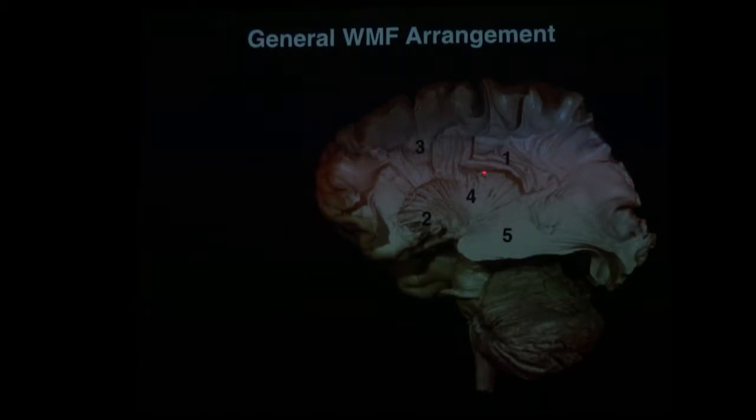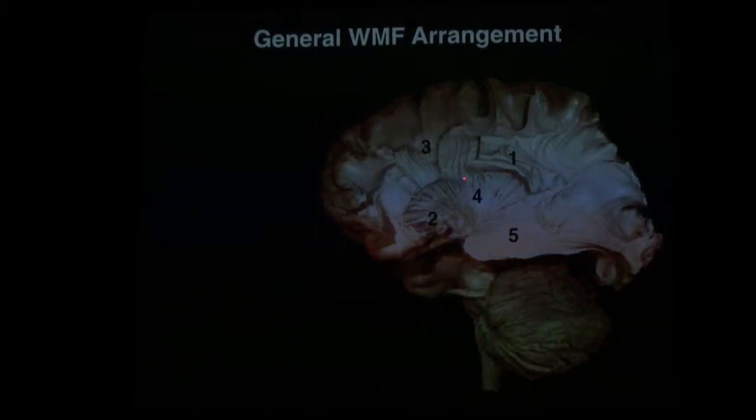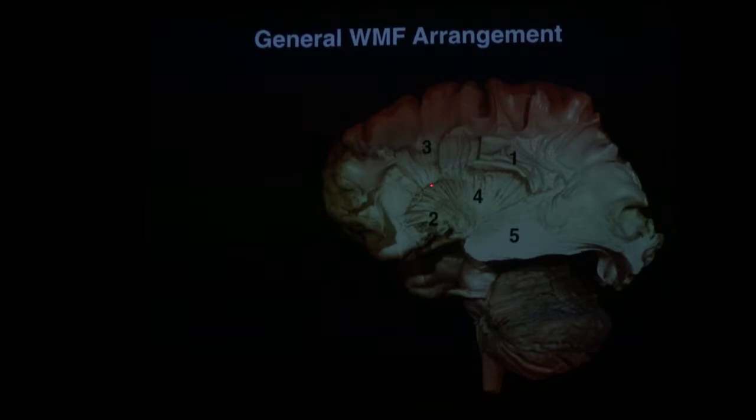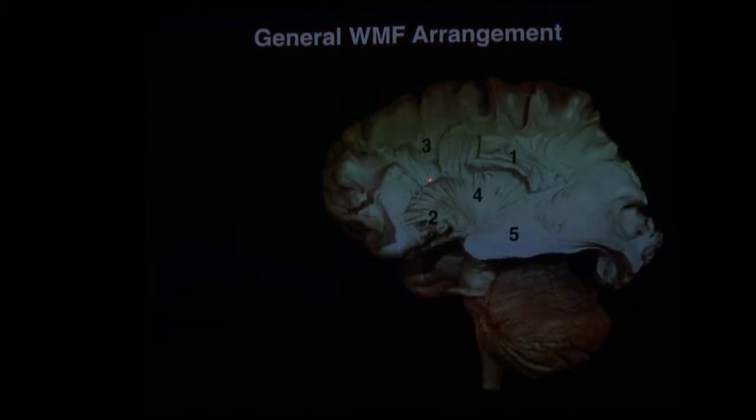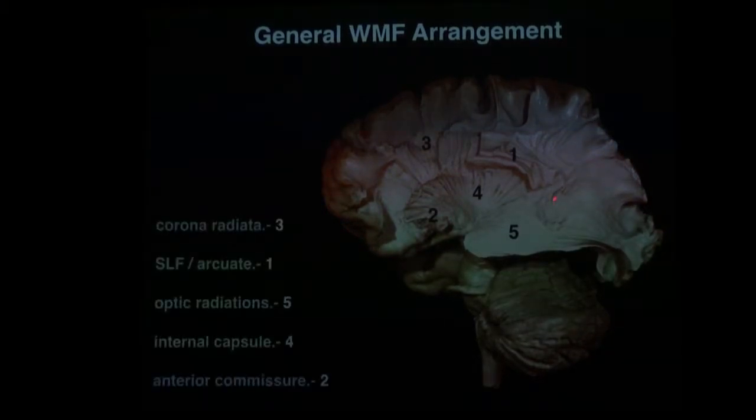And we have cut it here so as to show the corona radiata, these projections, which join together here in the superior aspect of the putamen, which has been removed. So they join together the external and the internal capsule to form this corona radiata. Here we have the anterior commissure. This is the posterior part of the internal capsule, and finally the optic radiations.